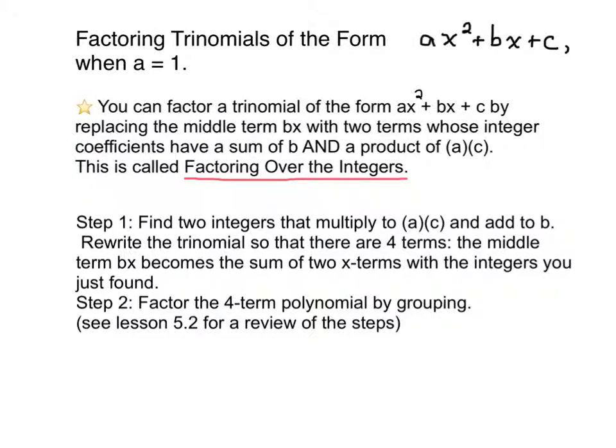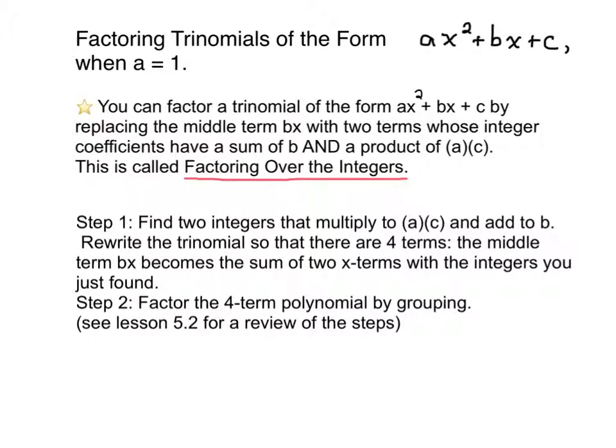The first thing we're going to look at with factoring trinomials is factoring trinomials of the form where they have an ax squared term, a bx term, and a c term, or a constant term. We're first going to look at examples when a is equal to 1, but the steps on this page tell us the steps for whether a is 1 or not. So let's look at this important point here, the star.